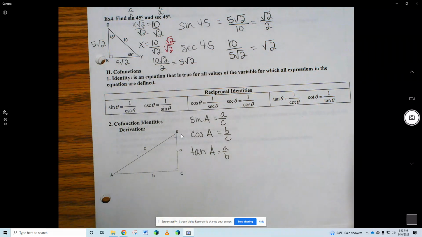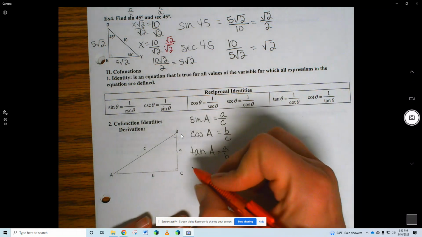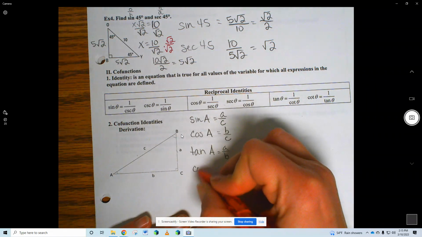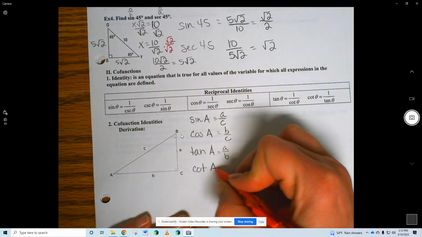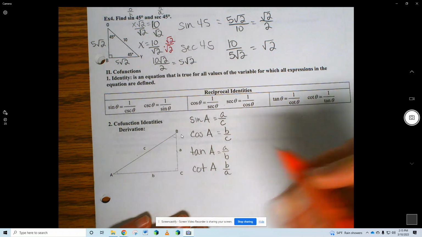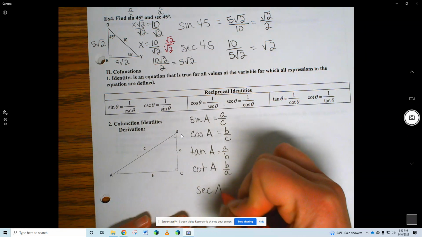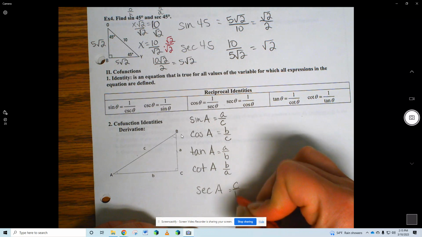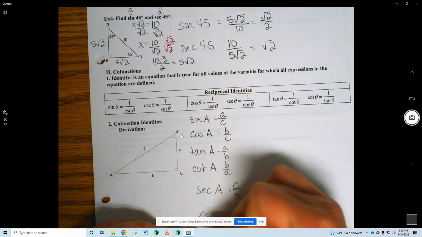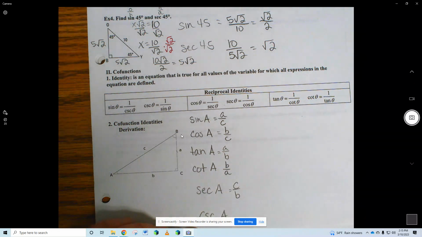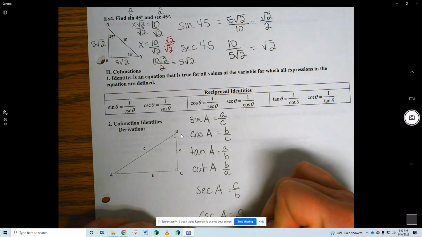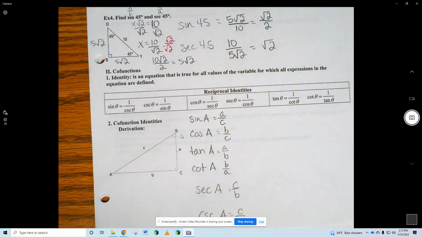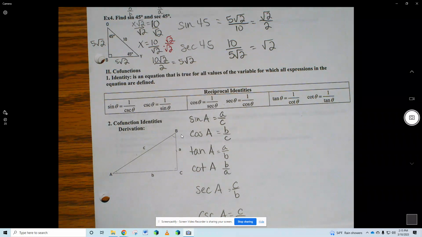So I'm just doing the same thing. I don't have numbers. And then I'm going to do cotangent next. I'm switching it up a little bit. Cotangent of angle A is B over A. Secant of angle A is C over B. Cosecant of angle A is C over A.